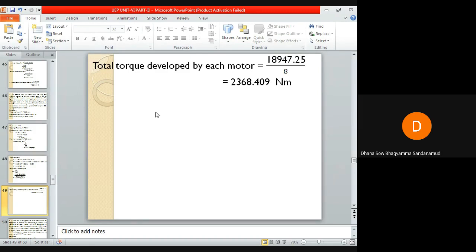The torque developed by each motor will be total torque by 8. So the total torque is 18947.25 divided by 8. You will get 2368.409 Newton meter. In the problem they have asked to determine the torque developed by each motor to accelerate the train to a speed of 50 kilometers per hour in 30 seconds. So this is the torque developed by each motor, that is 2368.409 Newton meter.